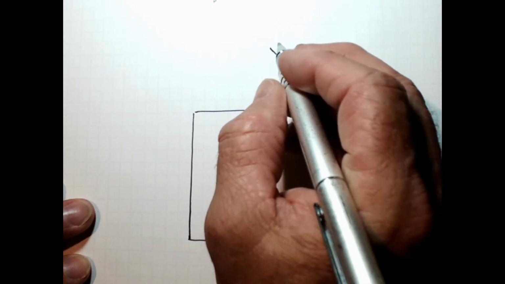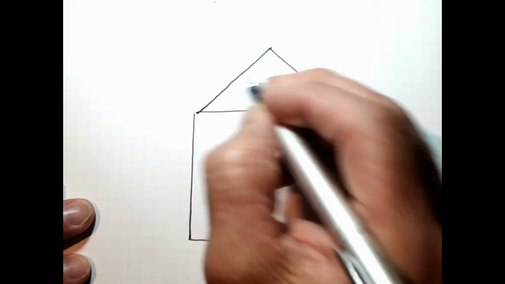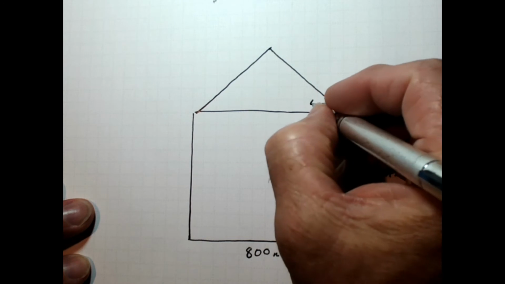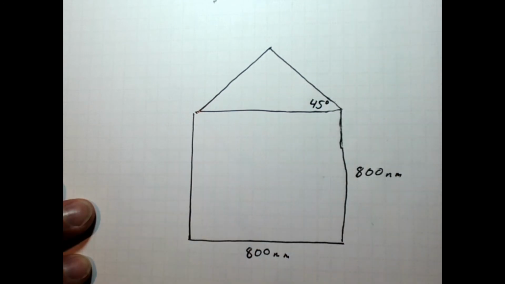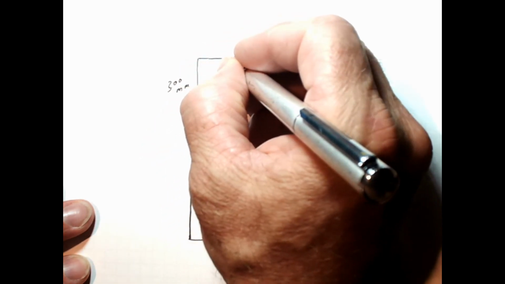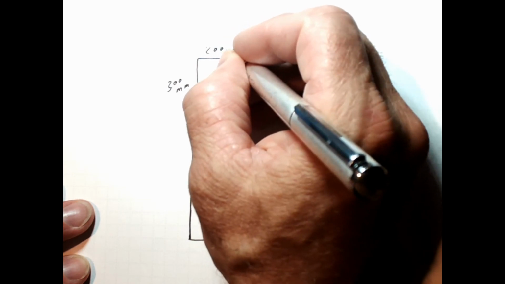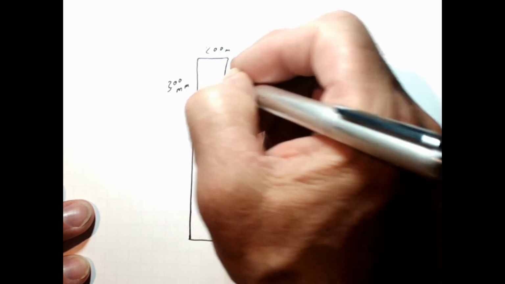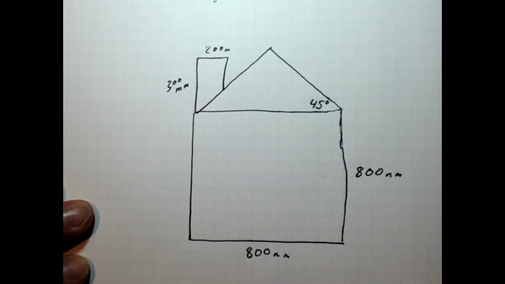I'm putting a roof on the house. I'm going to make that 45 degrees. And I'm also going to put a chimney on the house. I'm going to go up 300 millimeters. I'm going to go over 200 millimeters. And then down to the roof.